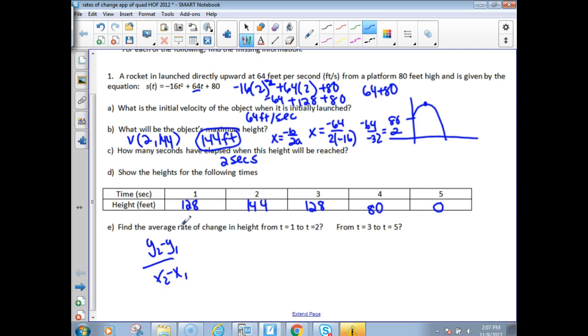That stands for the rate of change. So if you're looking at the seconds being 1 to 2, the y parts are going to be the height, and the x parts are going to be the time. And so we're going to do 144 minus 128 over 2 minus 1. And that's going to give us, I don't subtract in my head here, that's 16. Oh, that's 2 minus 1, not times. So that'd be 16 feet per second.